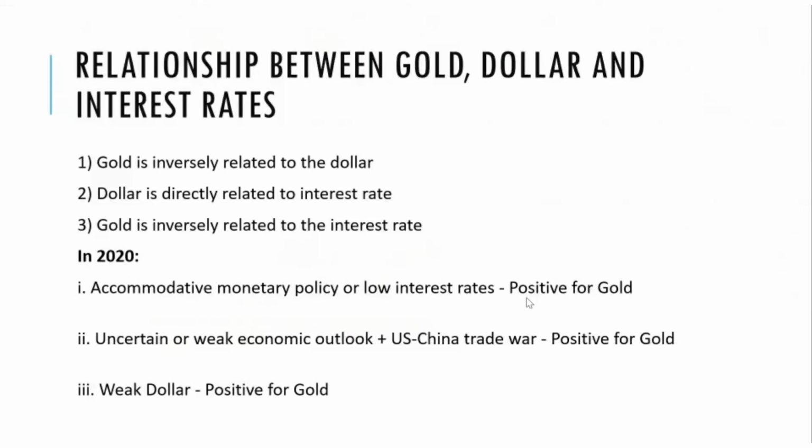The dollar is directly related to the interest rate. This is because when the Federal Reserve increases the interest rate, more investors will start investing in the US, and therefore it will lead to an appreciation of the US dollar. And gold is inversely related to the interest rate.